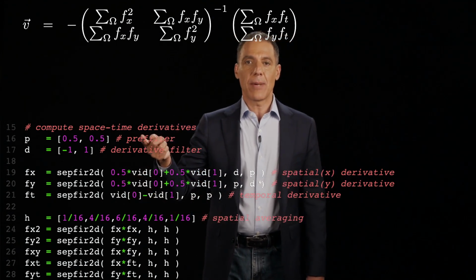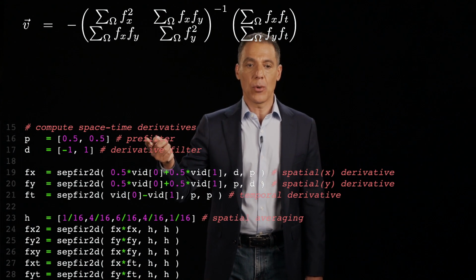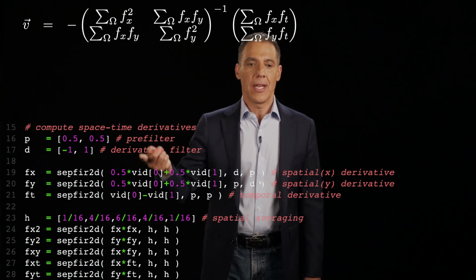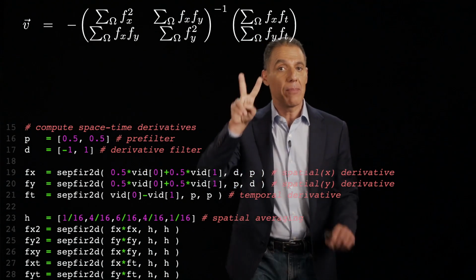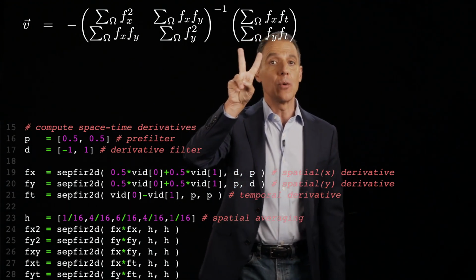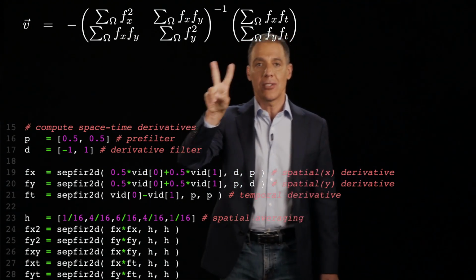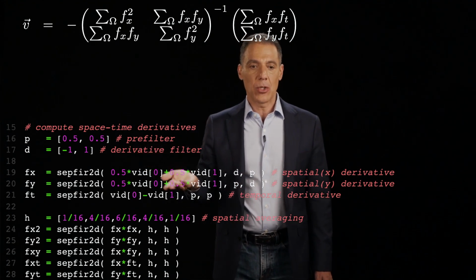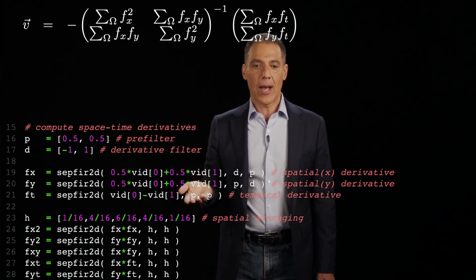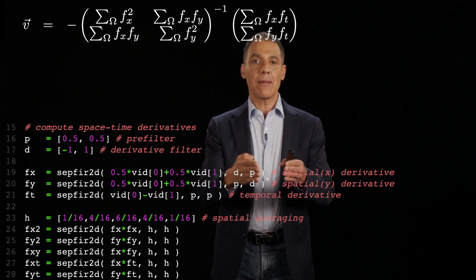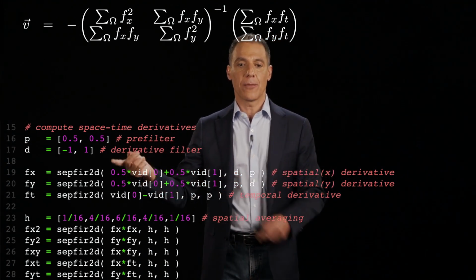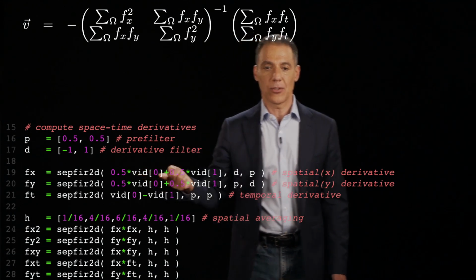Let me go ahead and define my 2 derivative filters. I've got 0.5, 0.5, that's the pre-filter, and I've got -1, 1, that's the derivative filter. And I can't do any better than that because I'm assuming a 2-frame temporal sequence. So now we have to compute a bunch of derivatives, fx, fy, ft. All right, what is fx? Pre-filter in time, pre-filter in y, differentiate in x. That's what this line does right here.